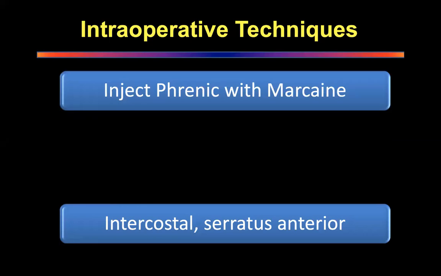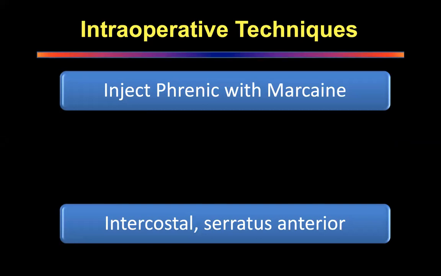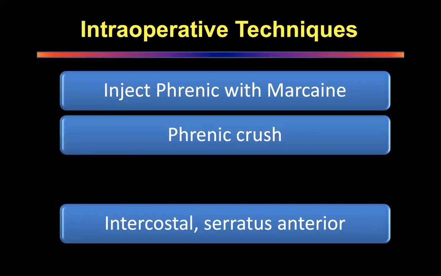I personally inject the phrenic with Marcaine. I am very keen on that. Whenever I do a lobectomy, particularly for a tuberculous patient, I just take Marcaine, and it gives you enough paralysis for 8 to 24 hours for the diaphragm to come up and allow the lung to stick to the chest wall. So I am quite happy with Marcaine.